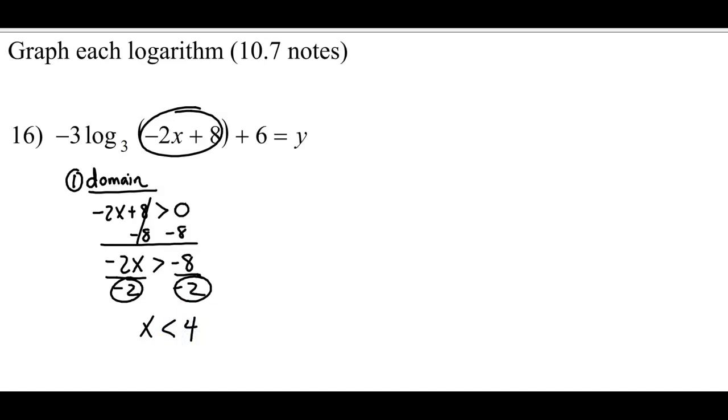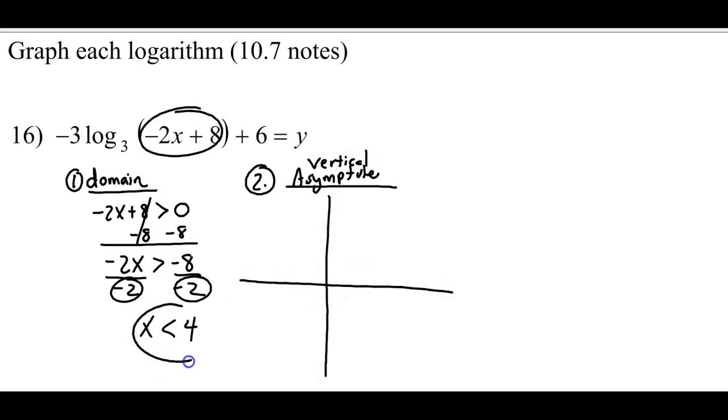Okay. Step 2 is we're going to graph the asymptote. It's a vertical asymptote. So that's my asymptote. X is less than 4, so I'm going to go where x equals 4. And I'm going to draw a dotted vertical line there, just like that. All right. Step 3 is to make a table of values.